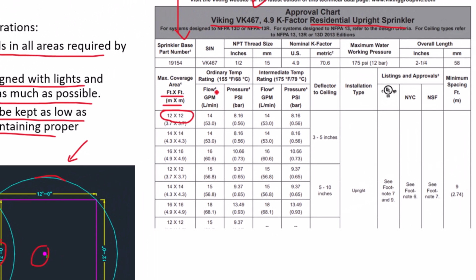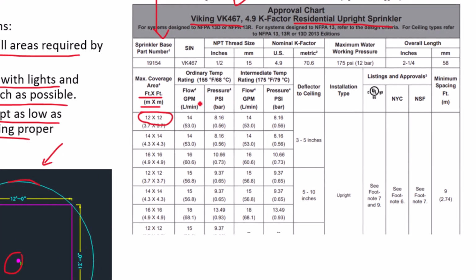As you read across the table on the right, you'll see the flow in GPM is 14 at a pressure of 8.16 psi. So if you look down this column here, if you needed to get a larger throw, let's say 16 by 16, we would design the system so the pressure is at a minimum of 10.66 psi at the sprinkler head in order to get that 16 by 16 throw. And this column is for the ordinary temperature, and this column is for intermediate temperature sprinkler heads.